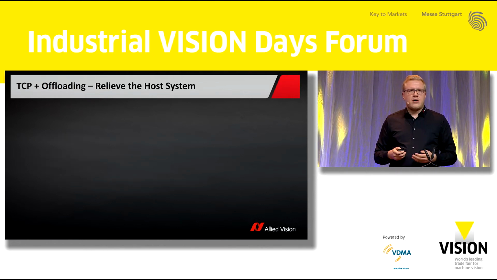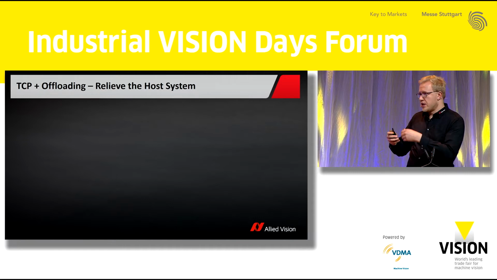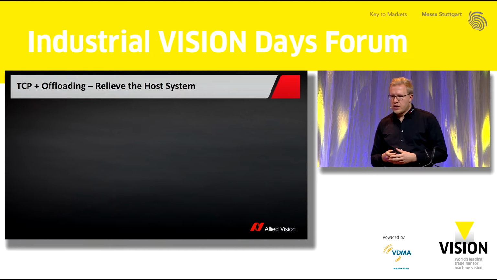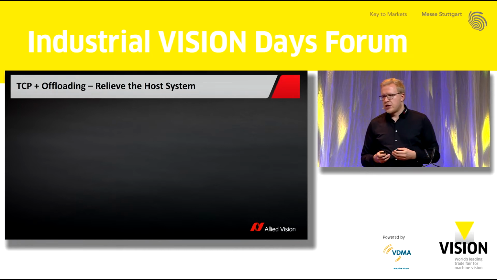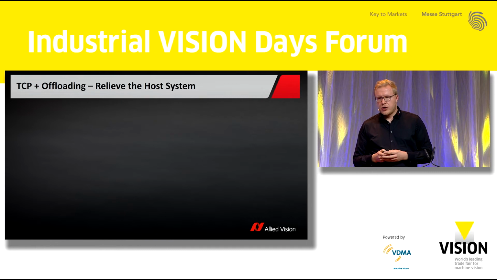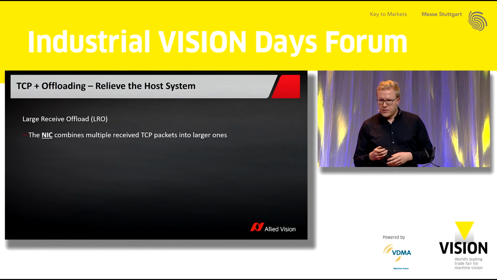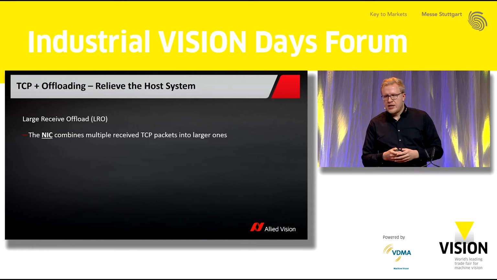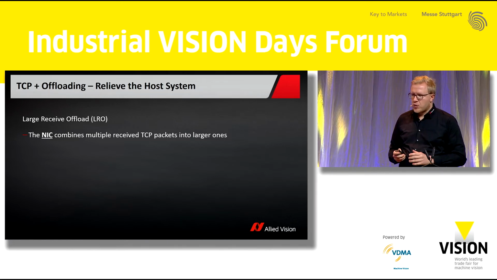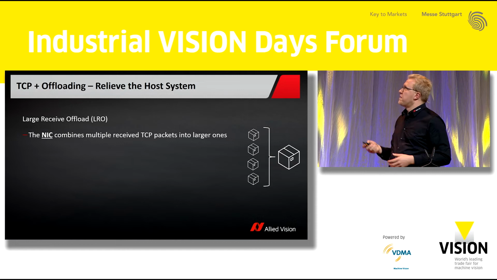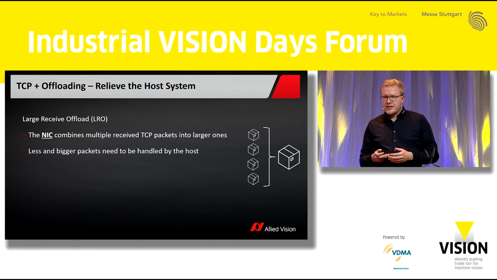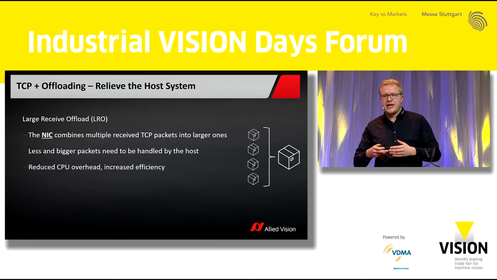Let's also talk a bit about how TCP helps to relieve the host system. I didn't show that in the demonstration I showed you. That's happening through a feature called large receive offload, LRO. With this feature, the NIC, the network interface card, and it's really important to note that it's happening there, combines multiple received TCP packets into larger ones. So you can basically think about it as this: there are fewer and bigger packets that need to be handled by the host, which means less CPU overhead and increased efficiency.